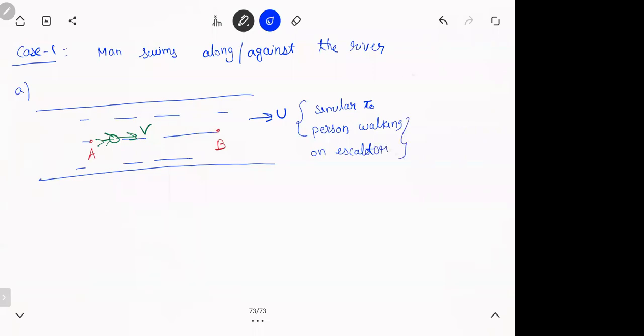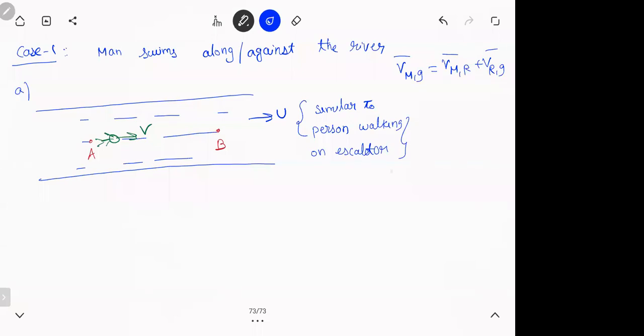So if you see more technically, the velocity of man with respect to ground is the velocity of man with respect to river plus the velocity of river with respect to ground. Meaning it is like if you're standing on an escalator and walking, your speed will be the velocity of the escalator plus your velocity on the escalator. Does that make sense?